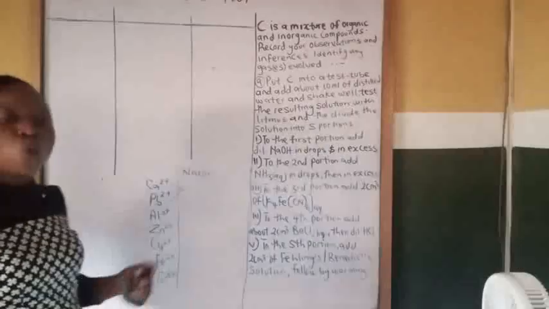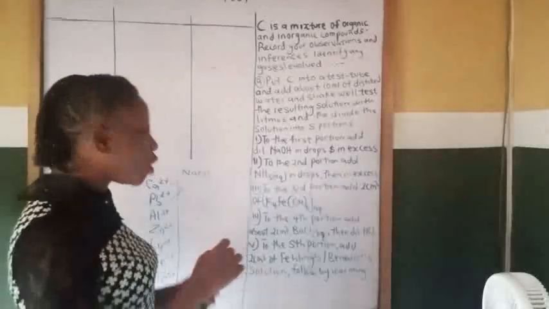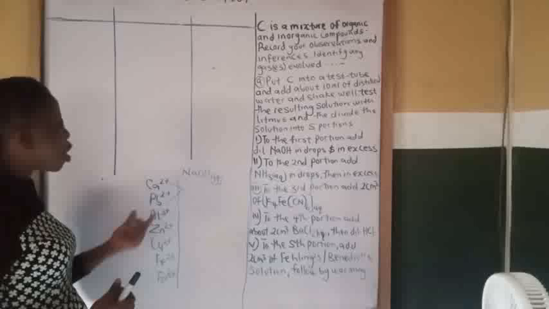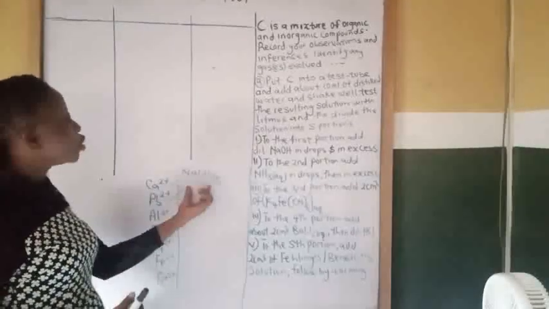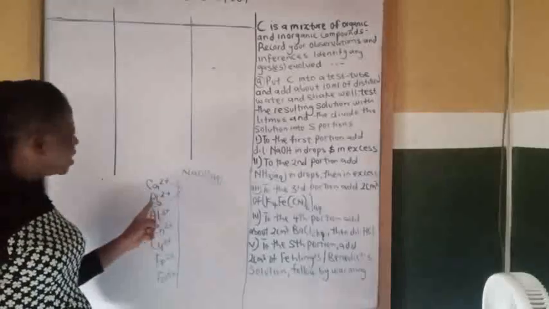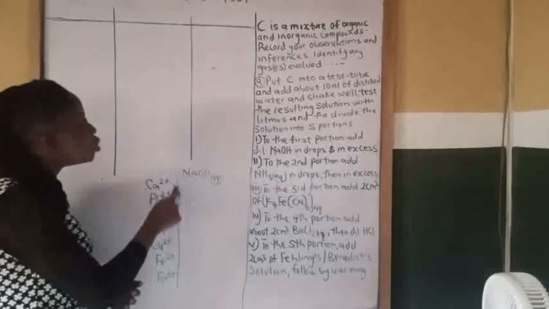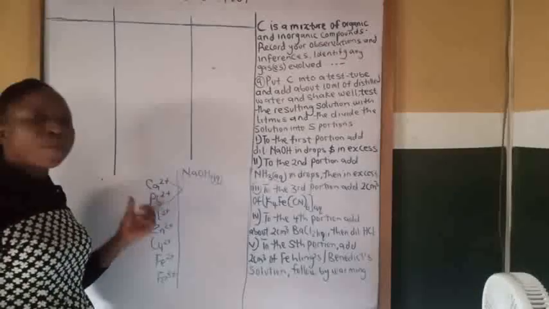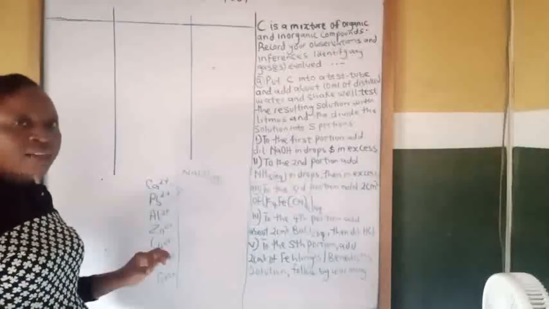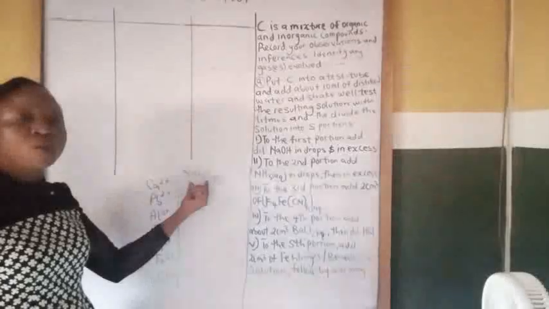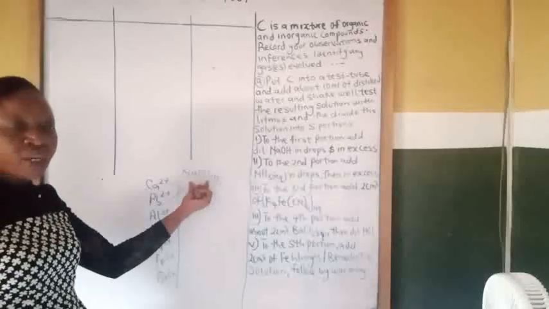Calcium and lead will give you white precipitate on addition of what? Of aqueous sodium hydroxide. So when aqueous sodium hydroxide is added to a calcium compound or lead compound, what you are going to have is white precipitate. For lead, the precipitate will dissolve when you add excess sodium hydroxide. But calcium will be insoluble in excess aqueous sodium hydroxide.